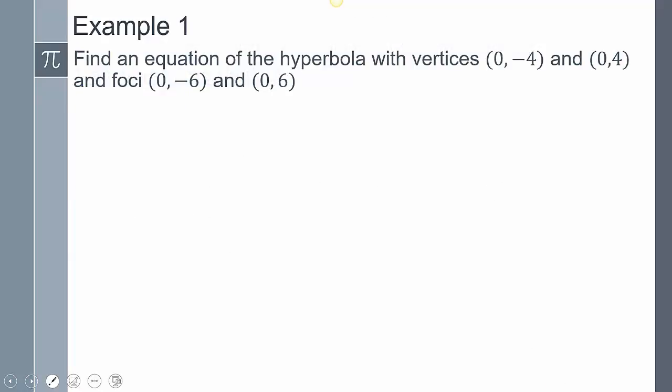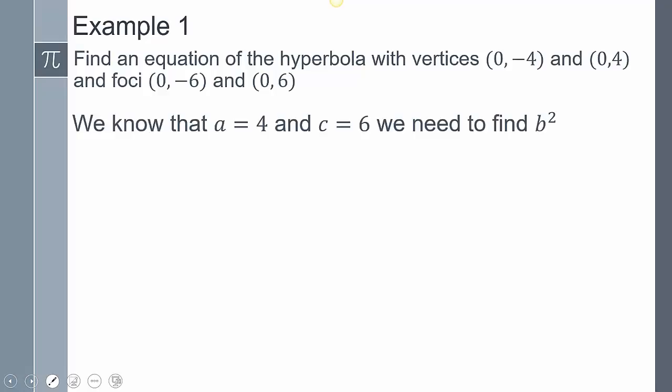So our first example says find an equation of the hyperbola with the vertices (0, -4) and (0, 4), and the foci (0, -6) and (0, 6). So we know that a is 4 and c is 6, because from the center, the vertices move up and down 4, and the same for c, it's moving up 6 and down 6. And so I need to find what my b squared is going to be.